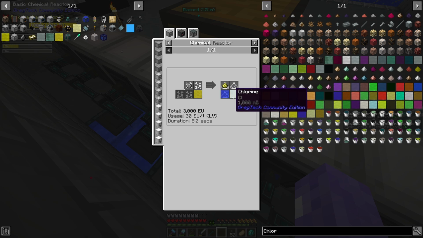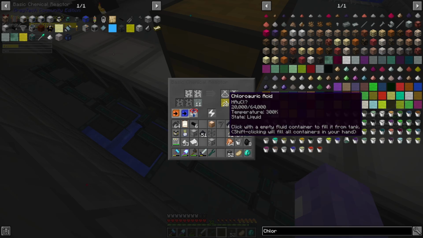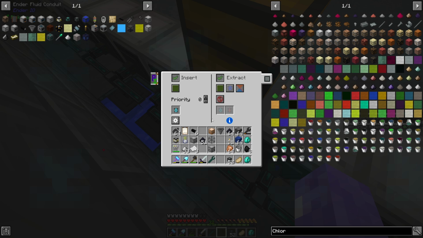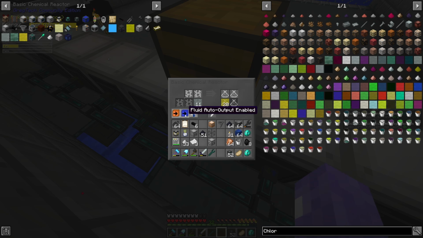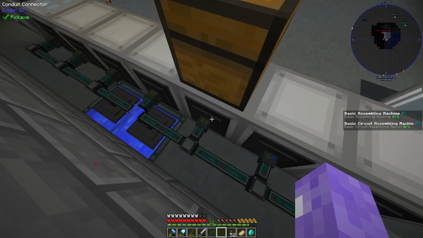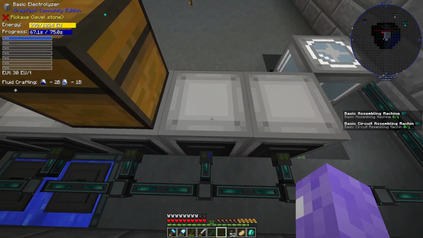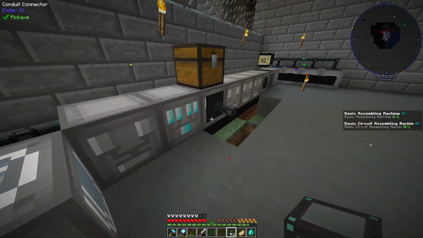Okay, so that's where the chlorine's looped in the final step. Yeah, I mean, the main thing we're stuck on right now is getting this chloroauric acid moved. I'm not really sure why it doesn't want to. So it's extracting, always active, but it's not extracting the fluid outputs. Huh. Can I put it on the front face? I don't know.